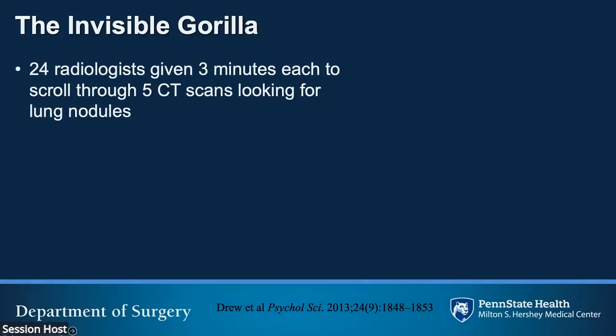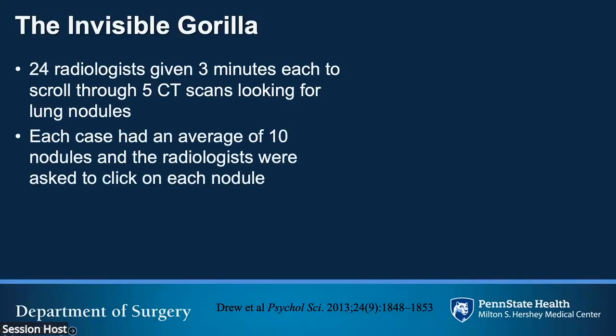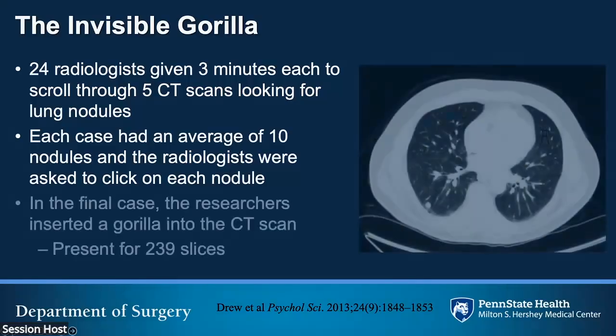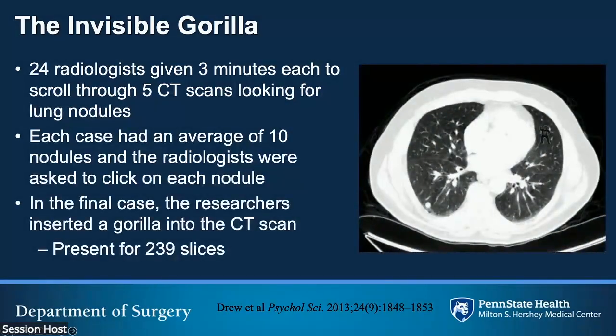There's this concept called the invisible gorilla, and it's about inattentive blindness. This is a study where they asked radiologists to look for lung nodules. And in each CAT scan they were looking at, there were an average of 10 lung nodules, and they just kind of had to click on them. But in the final case where there were lung nodules, there was a gorilla present on the entire CT scan. And if you can't see it, it's right there. There's a gorilla there, okay? It's on every slice. All 239 slices of the scan, there's a gorilla there.